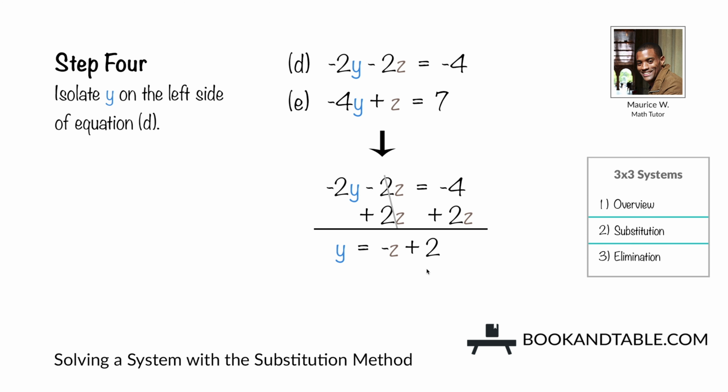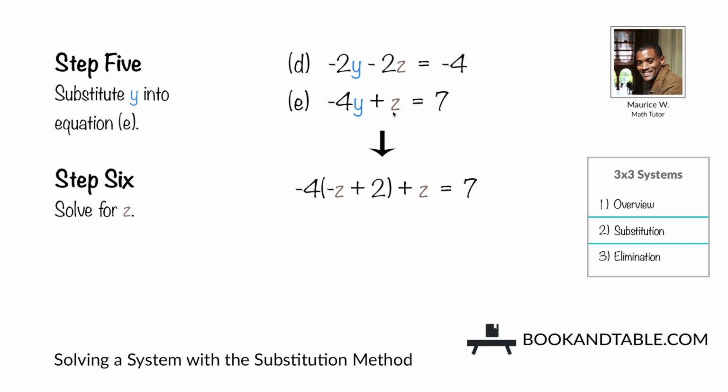So now step 5, substitute y into equation E here, and then solve for z. When we plug in negative z plus 2 for y, we get negative 4 times negative z plus 2, plus z is equal to 7.